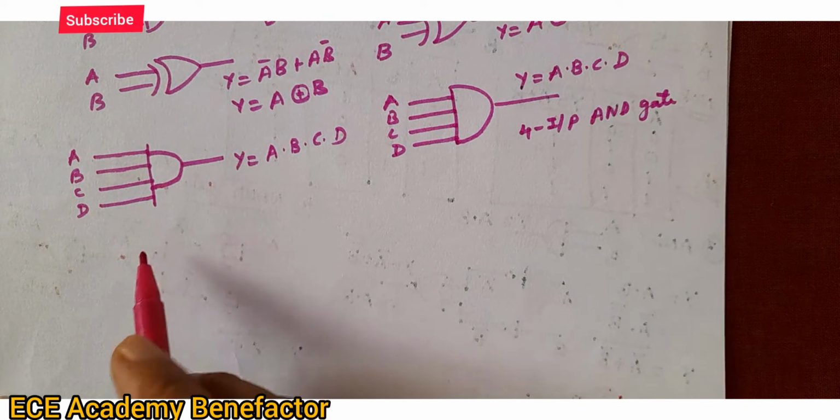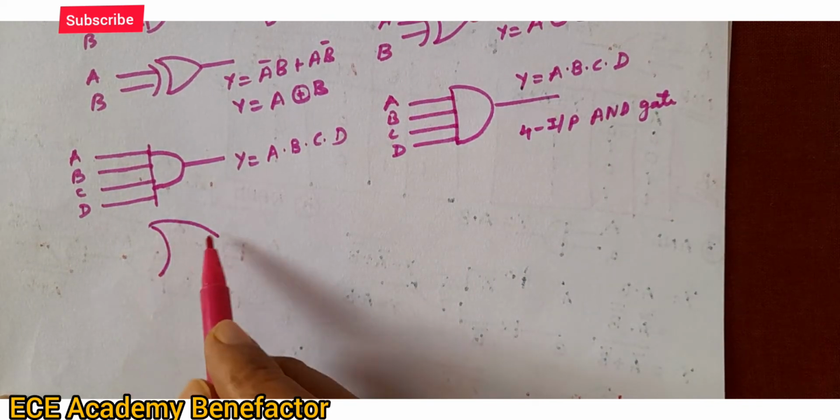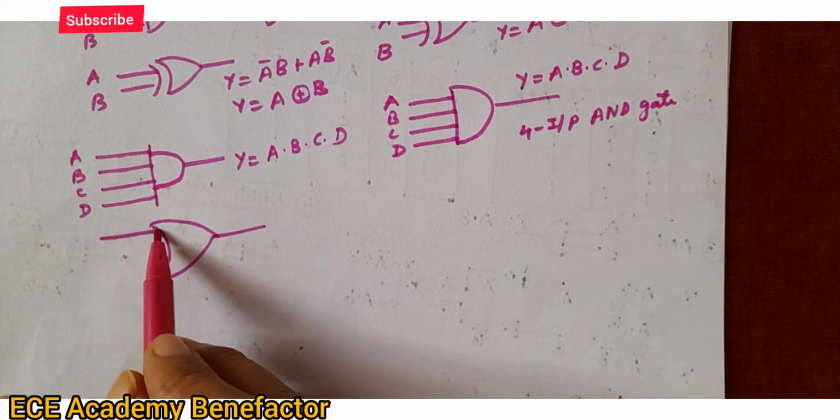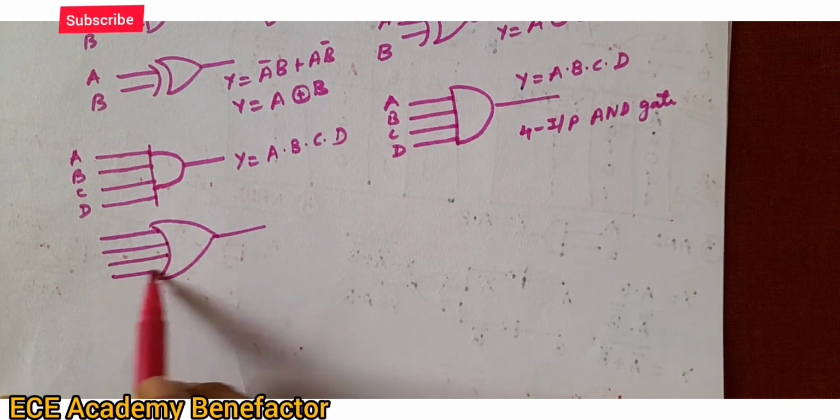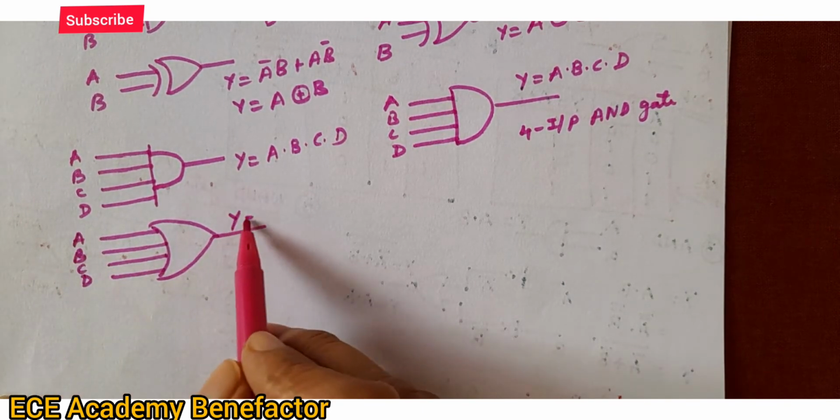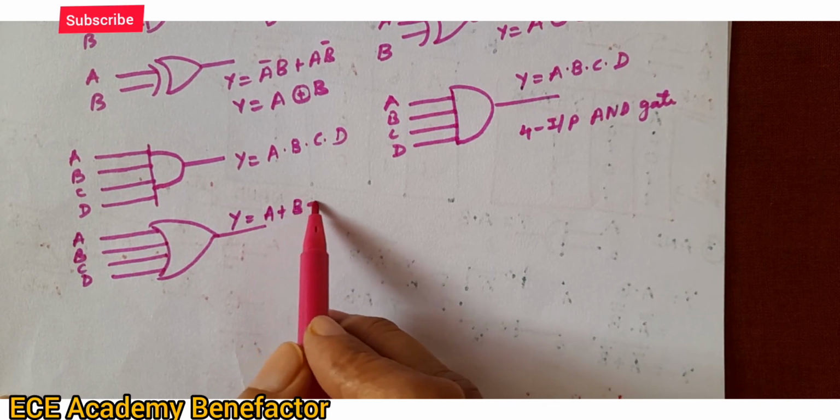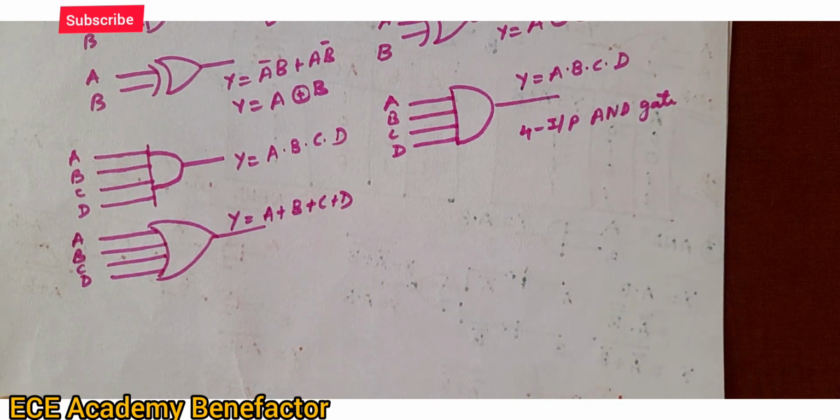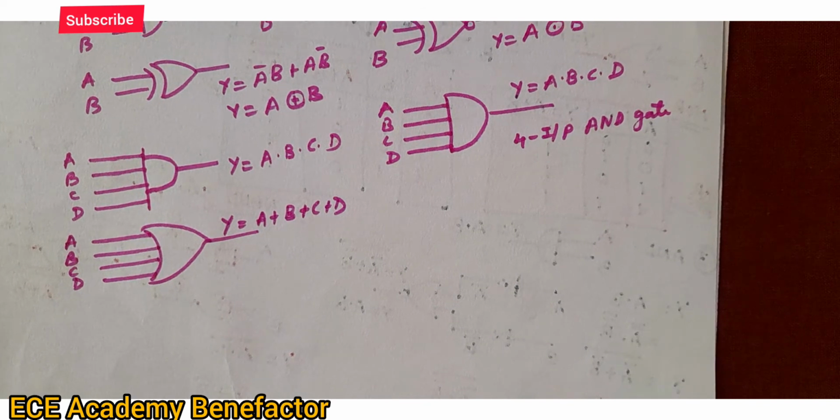Similarly, we can draw a 4 input OR gate, with inputs A, B, C, D. The output will be A plus B plus C plus D. So it can be an n input OR gate.